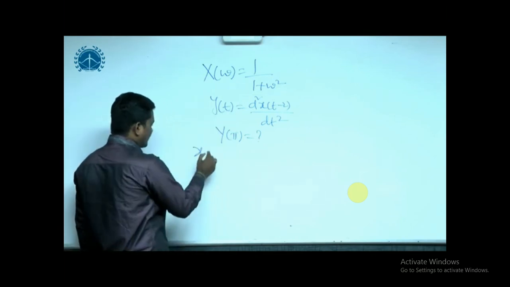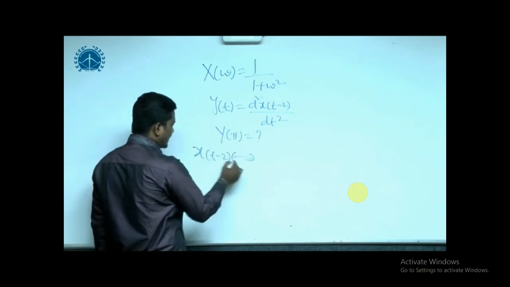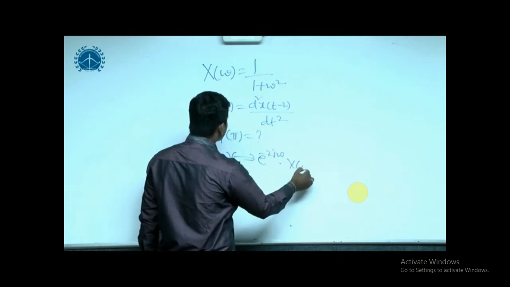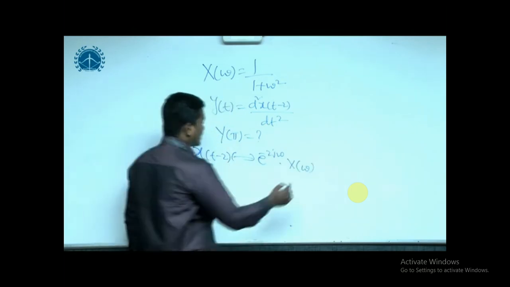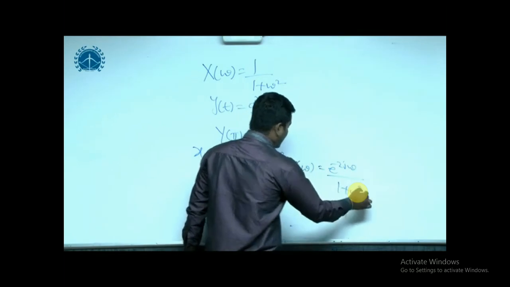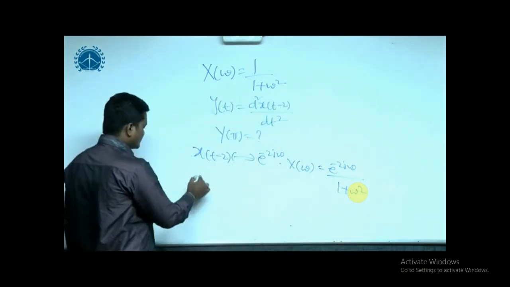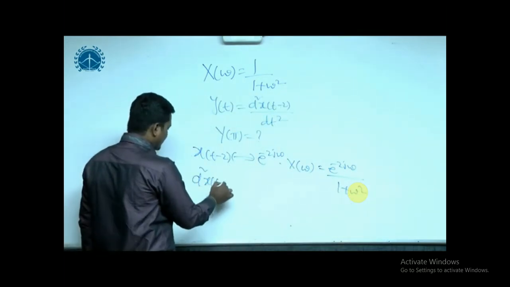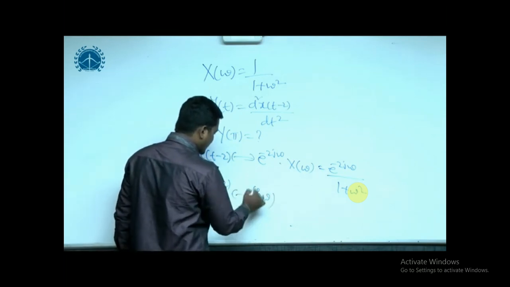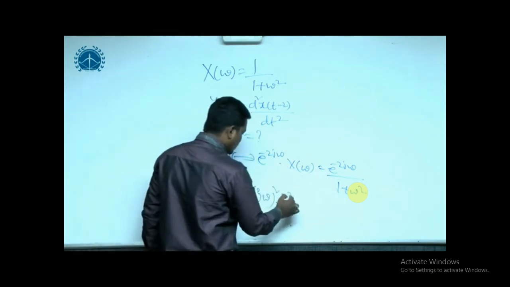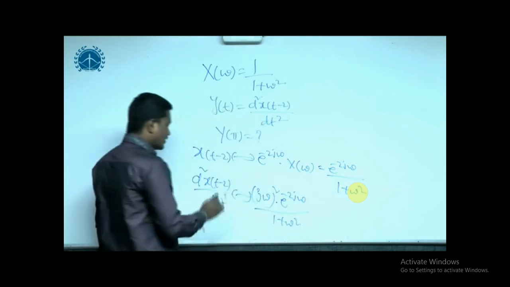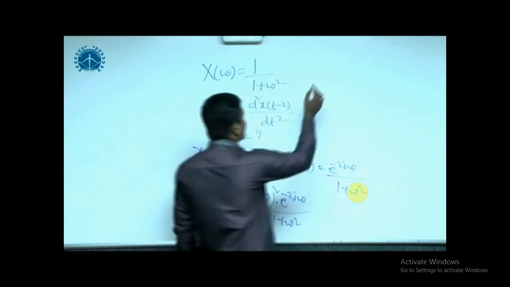So we know that from the time shifting property, the Fourier transform of x of t minus 2 is e power minus 2 j omega into X of omega, that is equal to e power minus 2 j omega by 1 plus omega square. Next, the Fourier transform of d square x of t minus 2 by dt square is j omega whole square into e power minus 2 j omega by 1 plus omega square, from the time differentiation property.